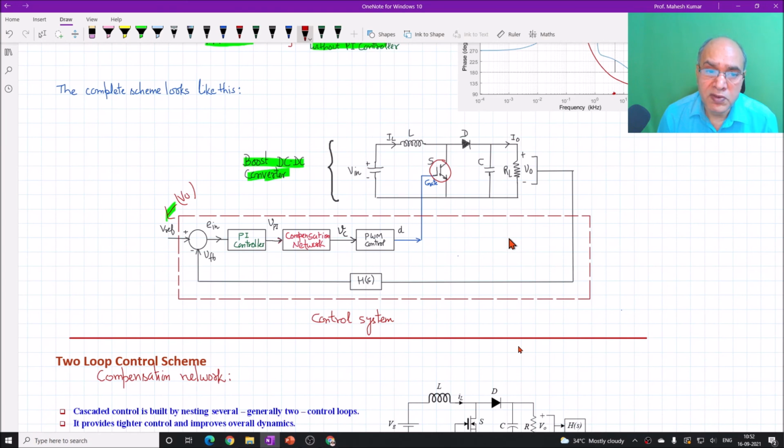So with this the design is complete, but you may still ask what is inside this PI controller, and how it should be realized in terms of the circuit diagram or circuit details. You can implement them either in the digital domain or using analog circuits. So I will give some brief idea about this in the next class.